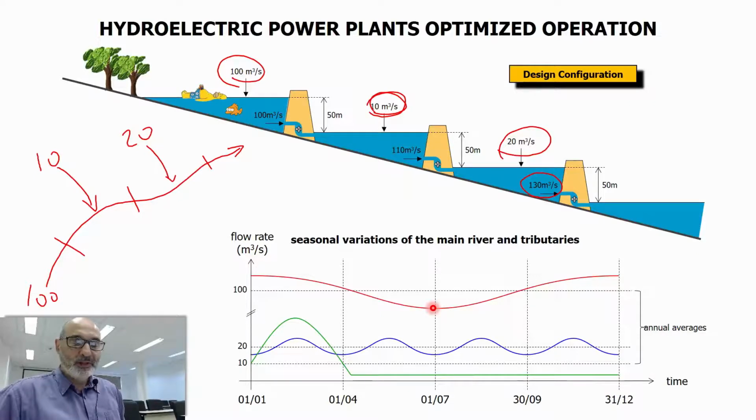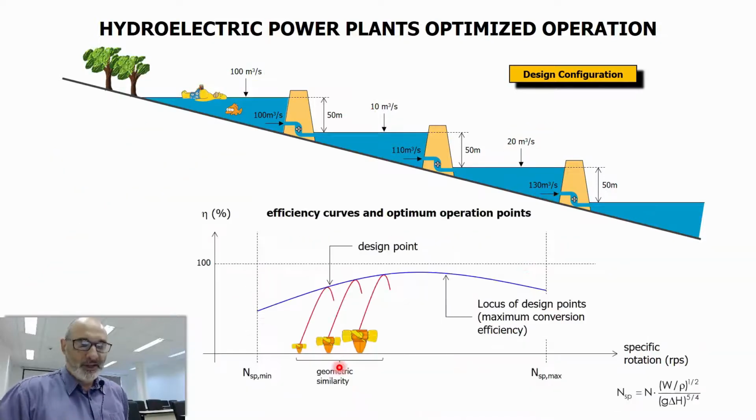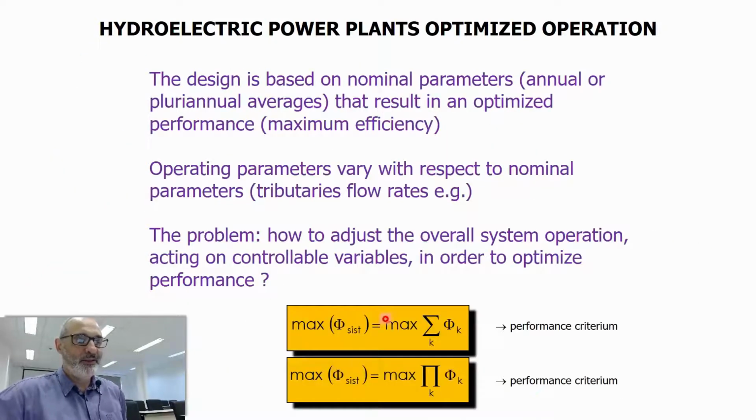So that's the point. When we design a power plant, we design for these average values, 100, 20, and 10. But the instantaneous reality of operation may be different. So that's what is said here: the operating parameters vary with respect to nominal parameters. So we have this problem, that's the key point here. How to adjust the overall operation, acting on controllable variables in order to optimize performance.